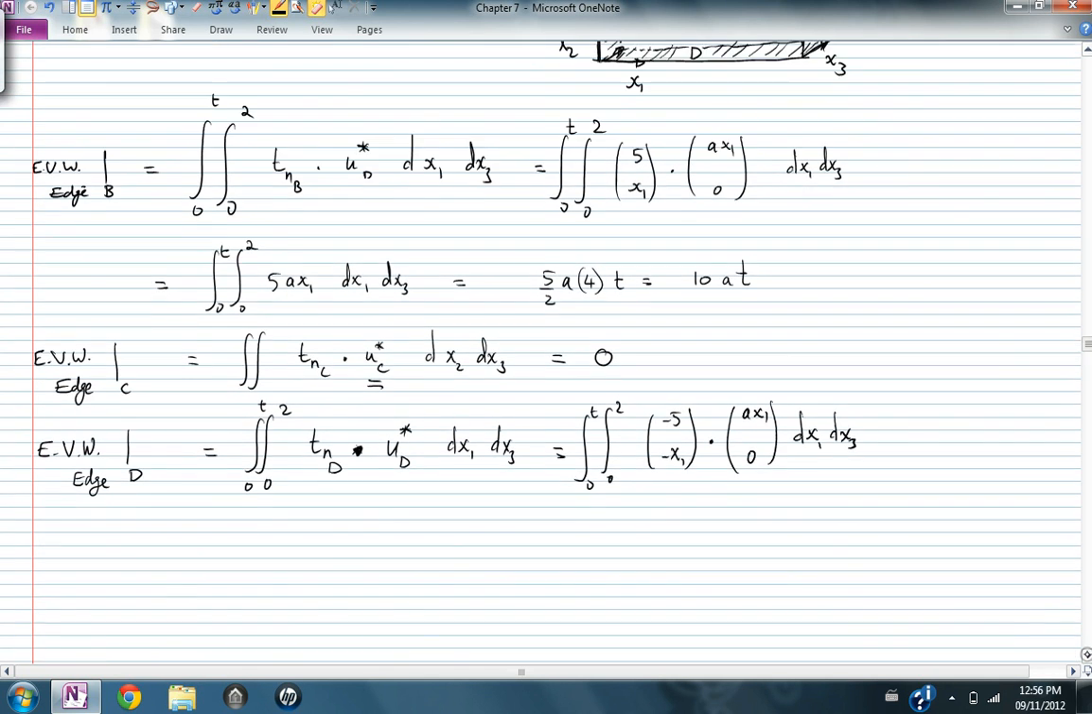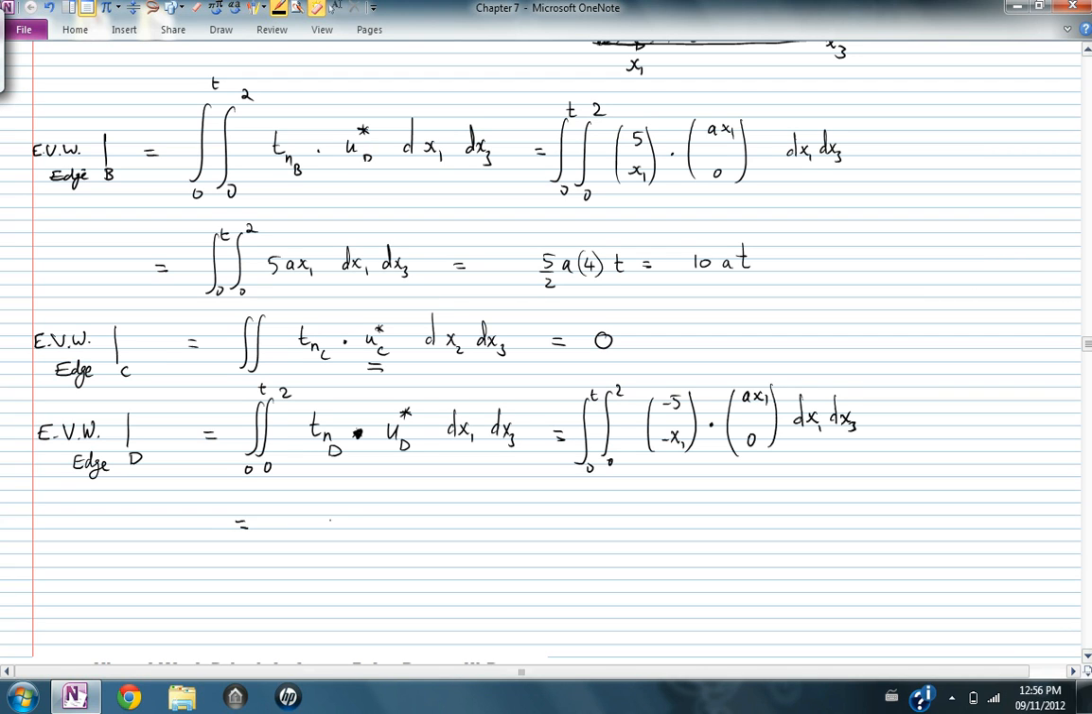Performing this integration, you get negative 5 ax1 squared over 2 integrated from 0 to 2, and multiplied by x3 integrated from 0 to t, which when you substitute will be equal to negative 5 a multiplied by 2 multiplied by t, which is equal to negative 10at.